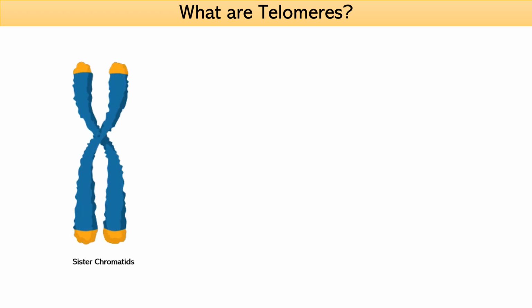What are telomeres? If we have a look here at the structure, these are sister chromatids, which are two copies of the same chromosome. And we can see that sister chromatids are connected with a centromere in the middle. These pieces or areas of each sister chromatid are what is known as telomeres.